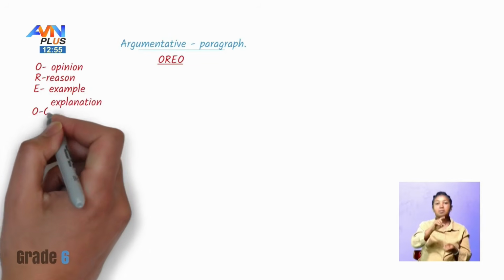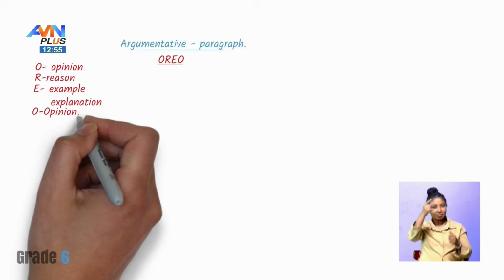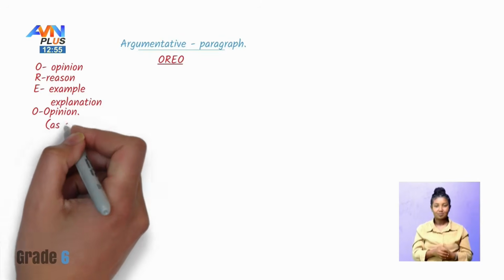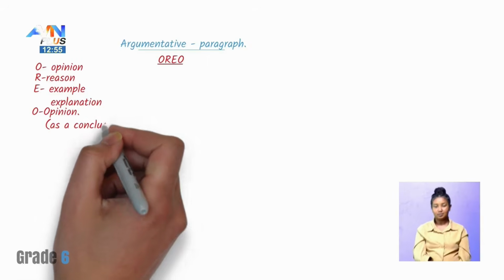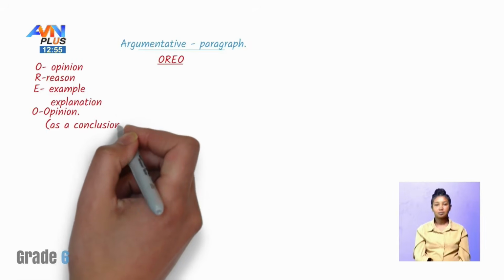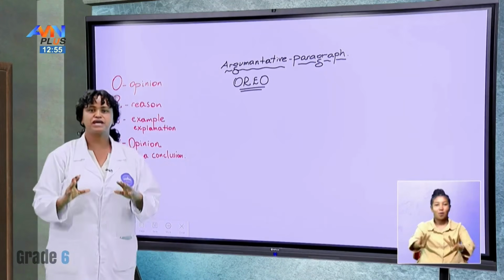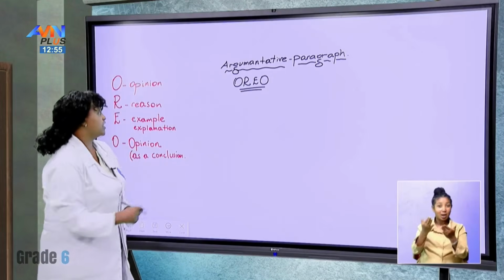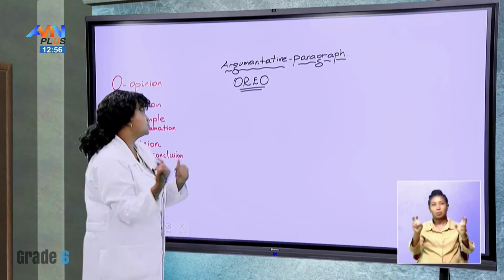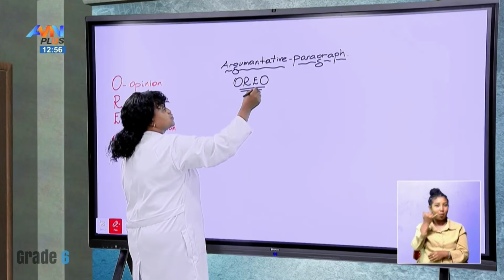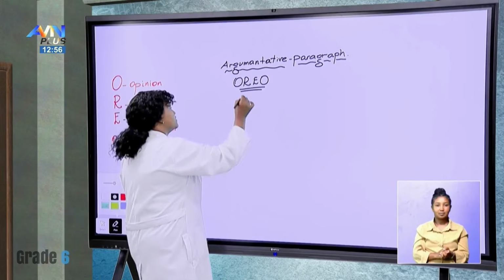The last one. It says O, which means opinion again. Opinion, which means as a conclusion. Okay? This is the simplest technique of writing an argumentative paragraph. Now let's write together. Let's use one simple topic: using cell phones or mobile phones at school. This is going to be our today's topic.